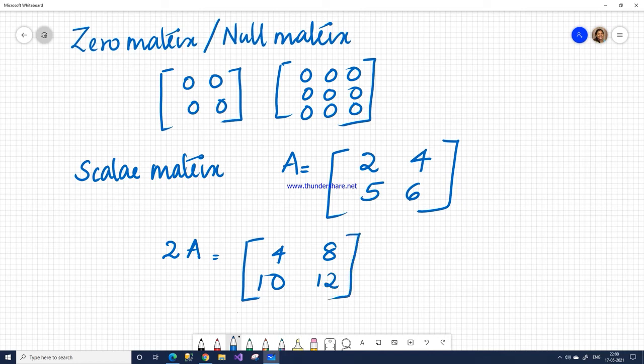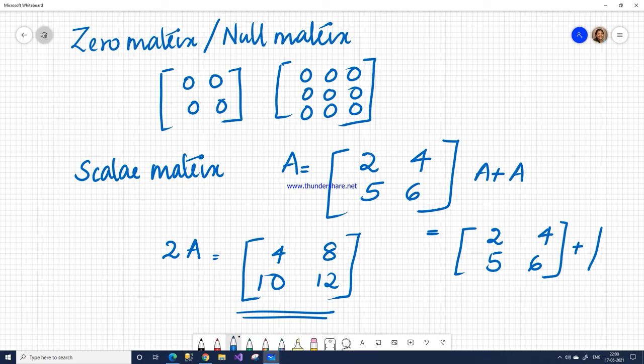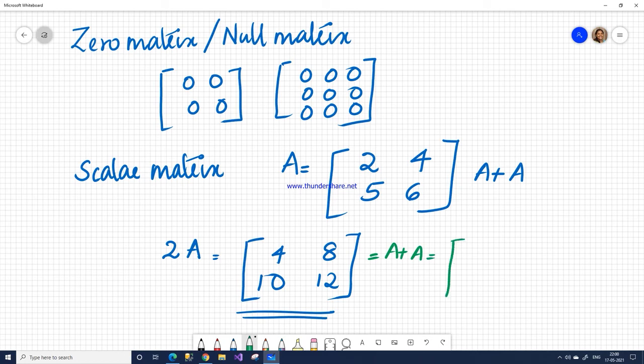So 2A means you are multiplying A twice, or you can consider it as A plus A. The same matrix is added twice: 2, 4, 5, 6 plus 2, 4, 5, 6. So 2A is the same as A plus A. That is 2 plus 2 is 4, 4 plus 4 is 8, 5 plus 5 is 10, 6 plus 6 is 12.